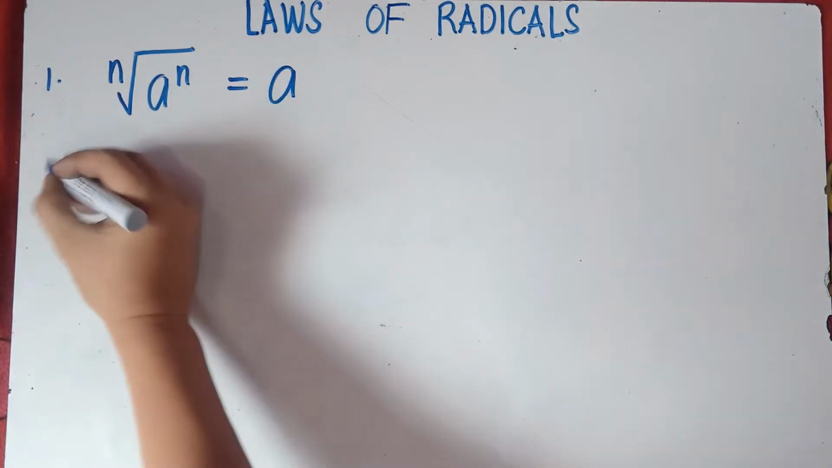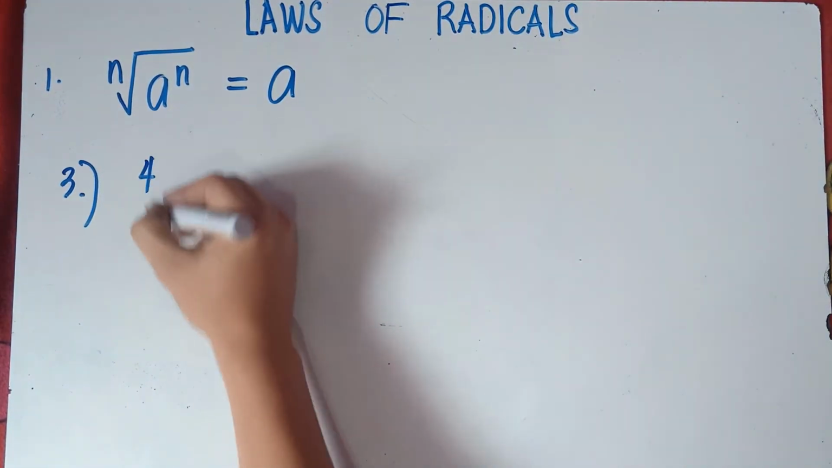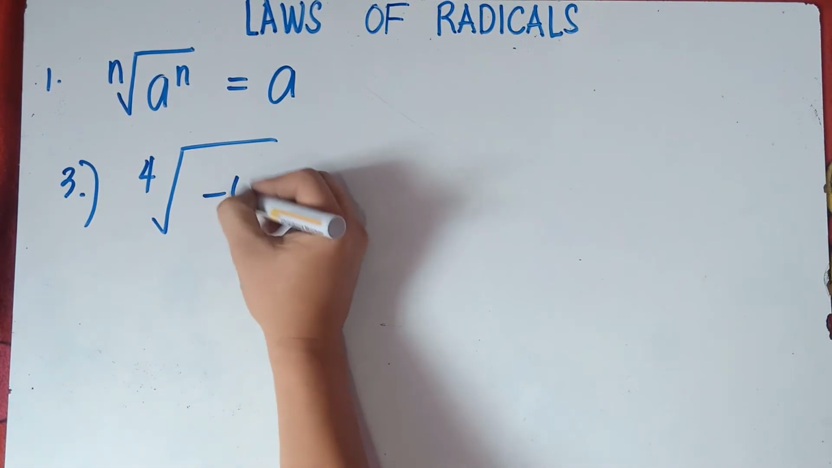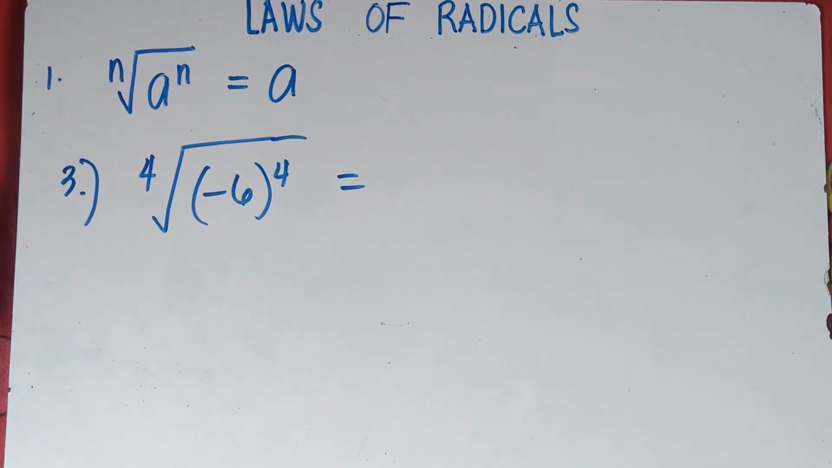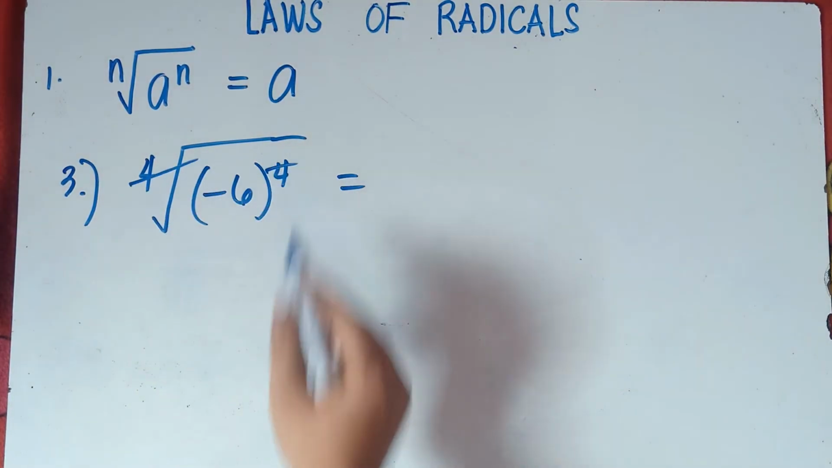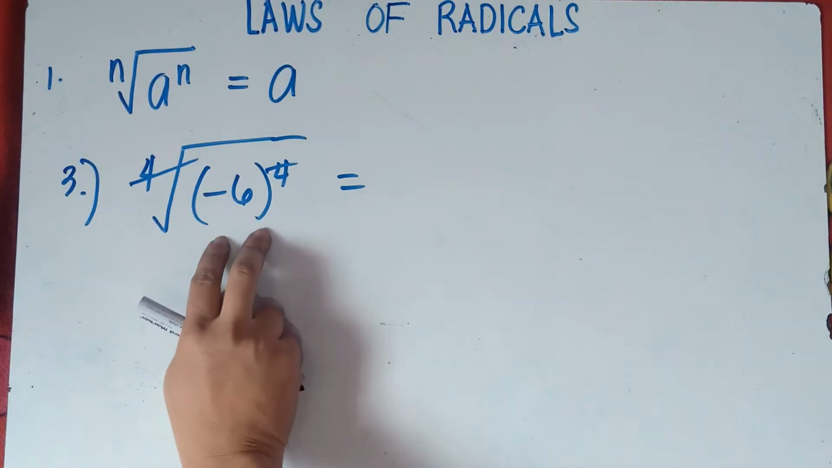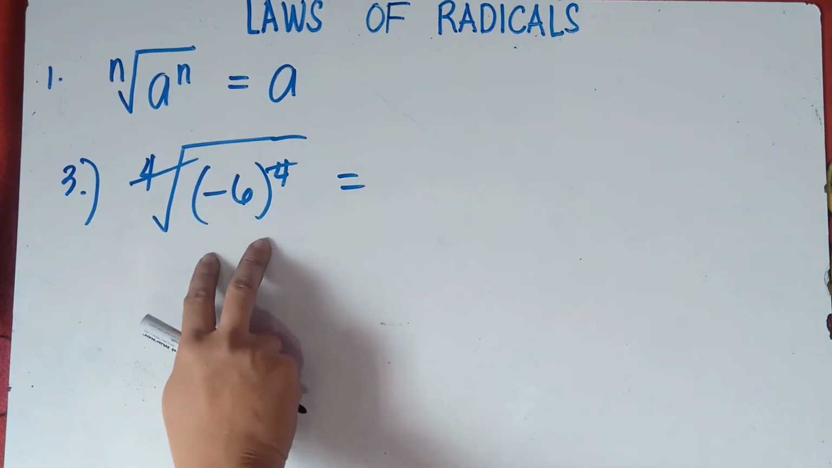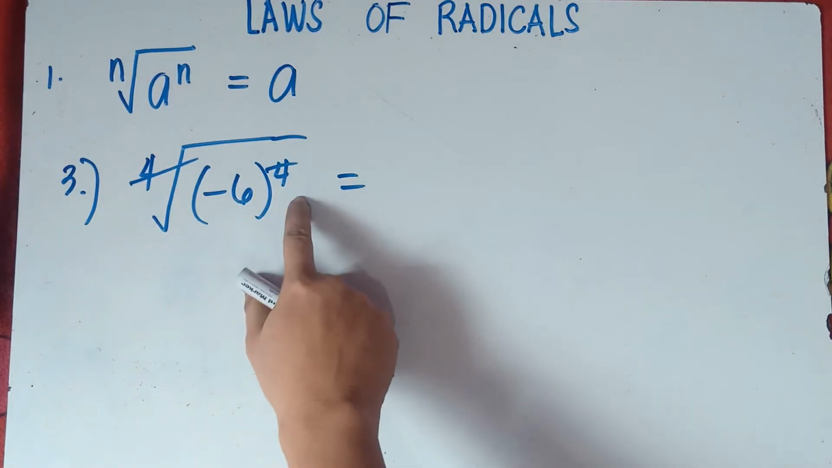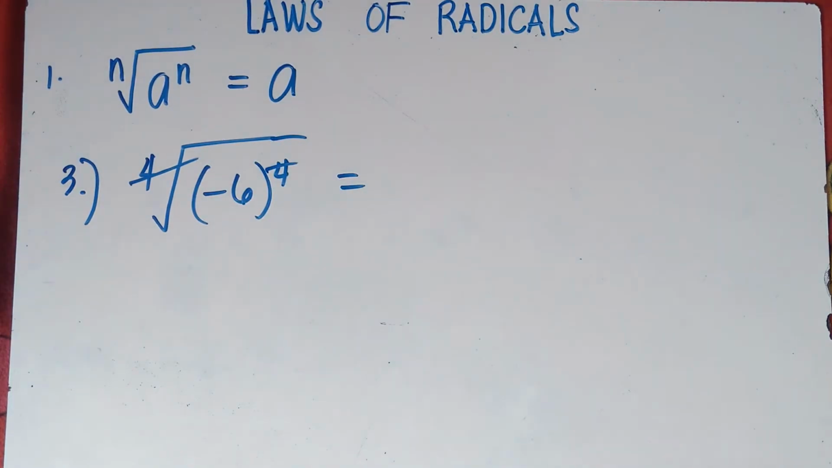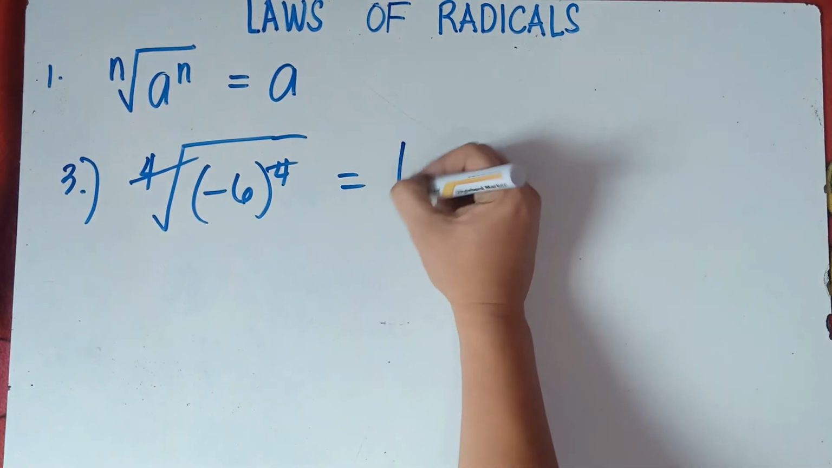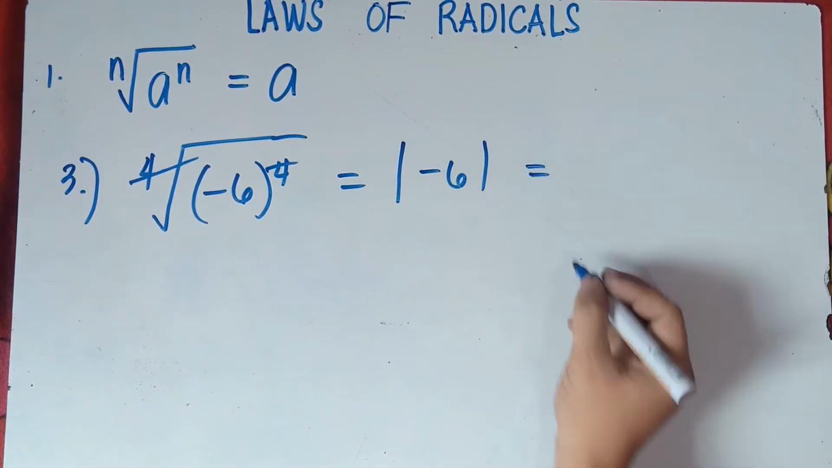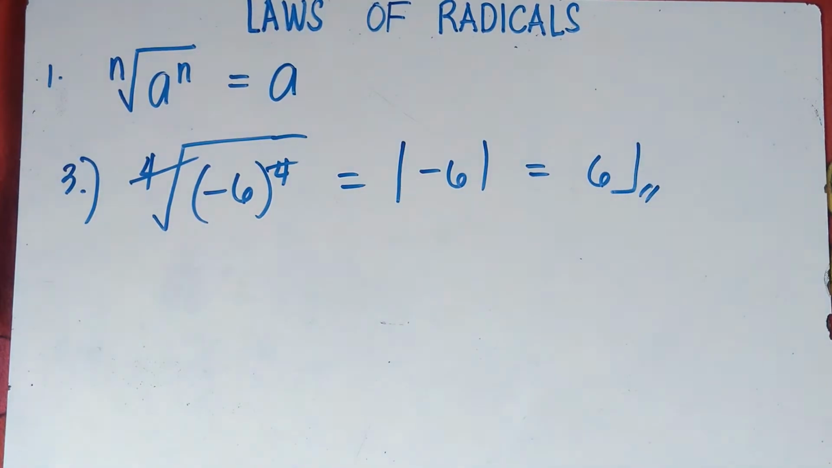Example number 3. So what if you have the fourth root of negative 6 raised to the power of 4? Same index and exponent. Yep, we can cancel this out. Now, check, is a less than 0? Yep, negative 6 is less than 0. Next thing to check, class, is n an even number? Yep, 4 is an even number. Therefore, we need to get the absolute value of this negative 6. So, the absolute value of negative 6 is positive 6. That's it, class. Easier, right?